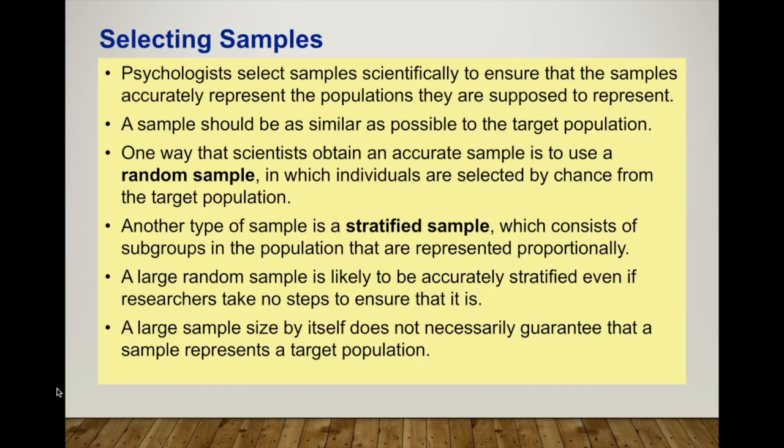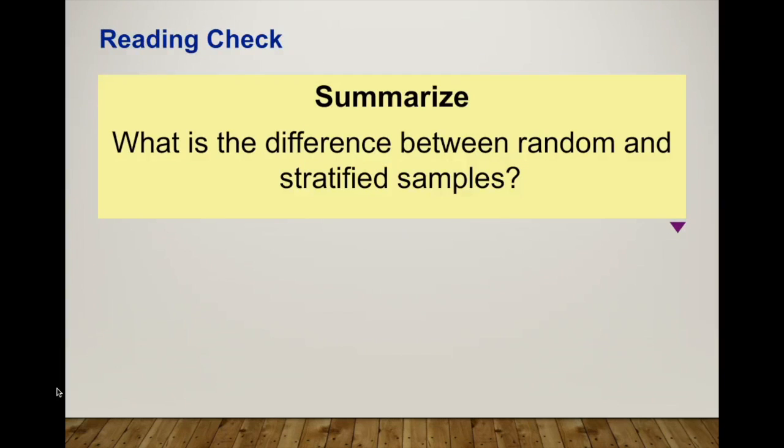Psychologists select samples scientifically to ensure that the samples accurately represent the populations they are supposed to represent. A sample should be as similar as possible to the target population. One way that scientists obtain an accurate sample is to use a random sample, in which individuals are selected by chance from the target population. Another type of sample is a stratified sample, which consists of subgroups in the population that are represented proportionally. A large random sample is likely to be accurately stratified even if researchers take no steps to ensure that it is. A large sample size by itself does not necessarily guarantee that a sample represents a target population. What is the difference between random and stratified samples?